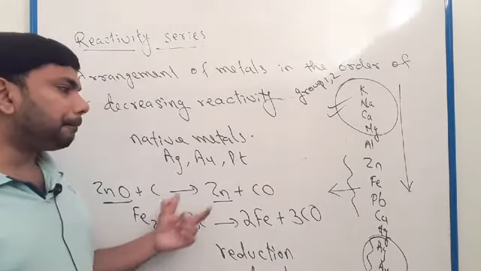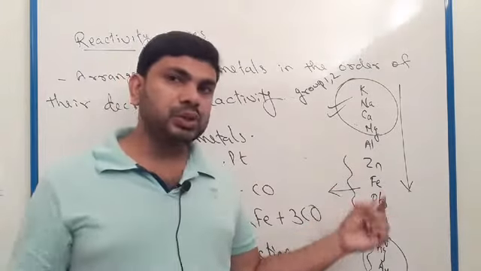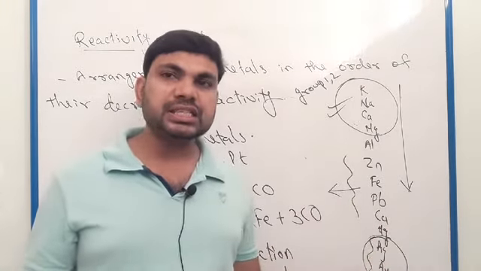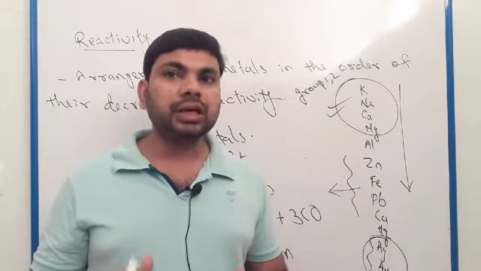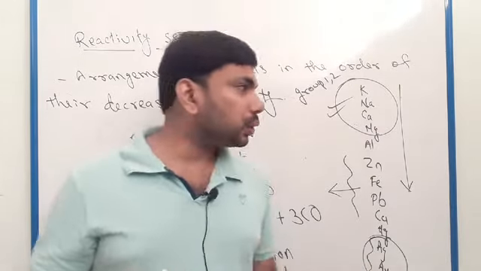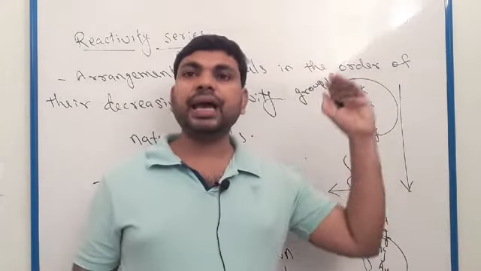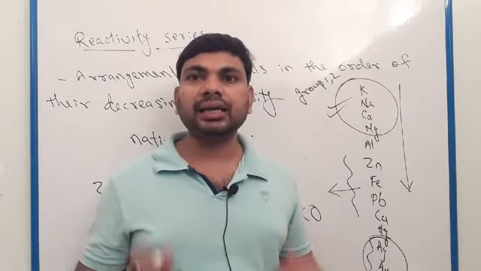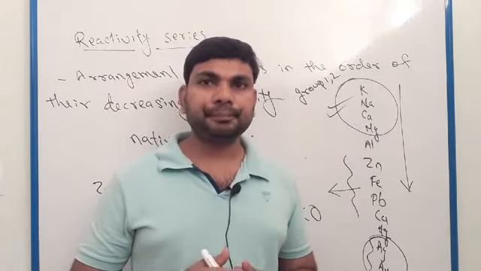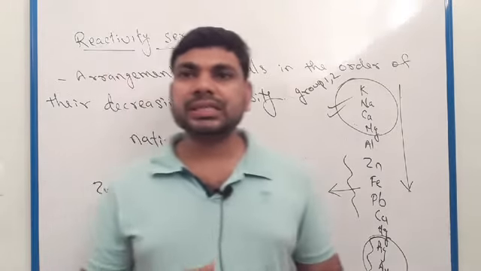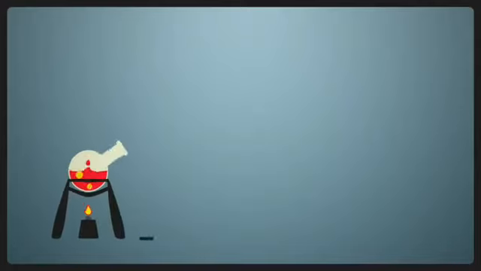So here metal oxide can be reduced. Metal oxide of metals which come in the middle of the reactivity series can be reduced with carbon. Also I told you, metals which come on the top of the reactivity series are highly reactive. Clear? So these are the things we have to discuss in this video.